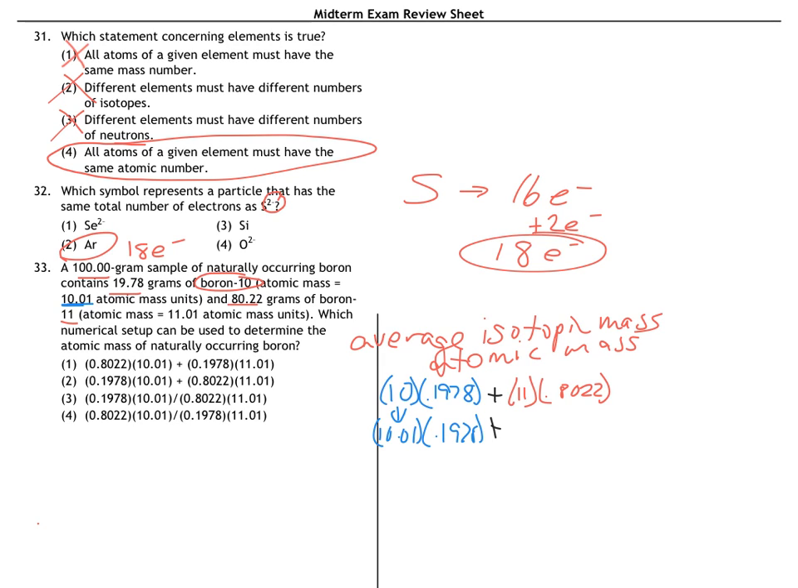And for boron 11, it gave me a different mass as well. It says that it's 11.01. I think that they're accounting for the mass of electrons here, so I think that's why it was a little bit more than we expected. But I'm going to look for 10.01 by 0.1978, which could be choice 3, except that it has a division sign, so it's not 3. And that means it has to be choice 2.